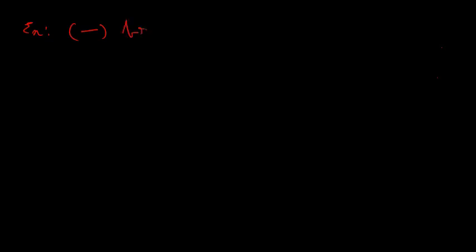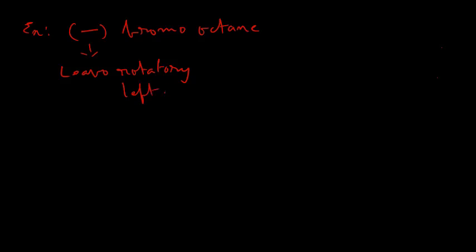Minus bromooctane. What does this minus indicate? This minus indicates levorotatory. Levorotatory means this substance rotates the plane polarized light to the left side. So when bromooctane is allowed to react with, say, NaOH, therefore what do we get? We get plus octanol, O-C-T-A-N-O-L. OL means alcohol.